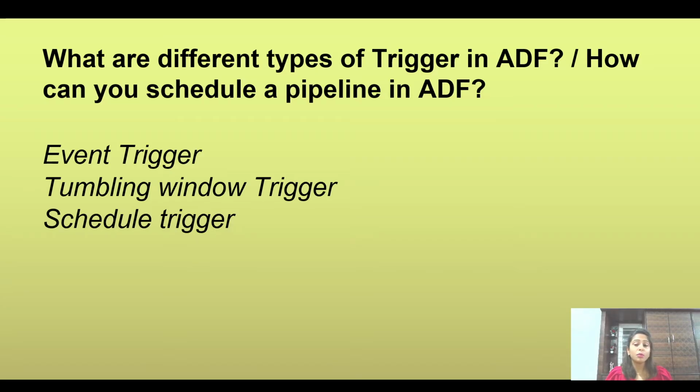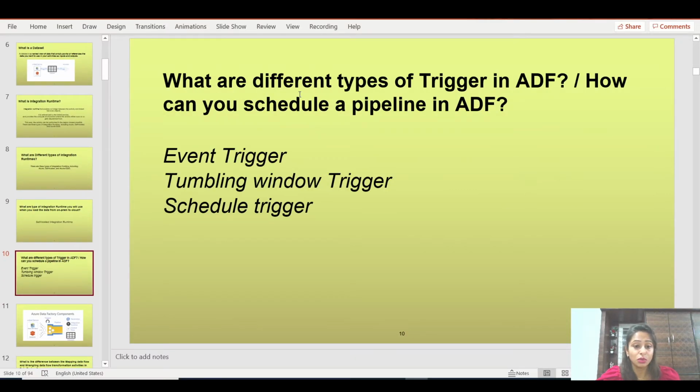Similarly, you have your tumbling window trigger. When I talk about tumbling window, you can execute your pipeline even for historical data. You can specify the window period, and in that window period, you can execute your pipelines. And similarly, you have your schedule trigger. It is a very simple method, and mostly on-prem technologies used it. Let's say you want to trigger your pipeline at 1 a.m. every day. In that case, you will go for a schedule trigger.